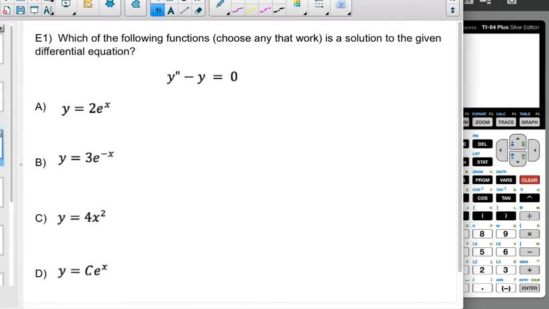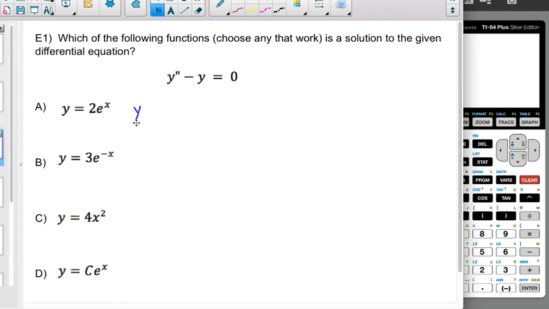So, which of the following functions, we're going to choose any that work, this is not multiple choice, multiple could be correct, is a solution to the given differential equation. So our diffie-q is y double prime minus y equals 0. To see which one's true, I need to find y double prime for each one of these and then see if when I do y double prime minus y, I get 0 for all x.